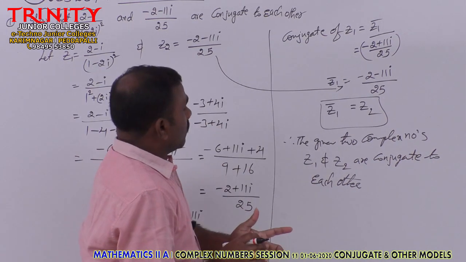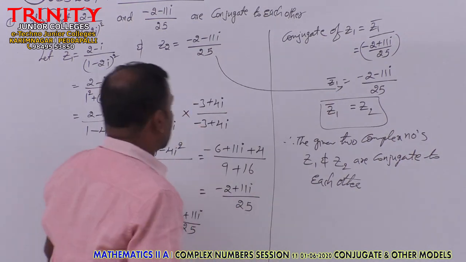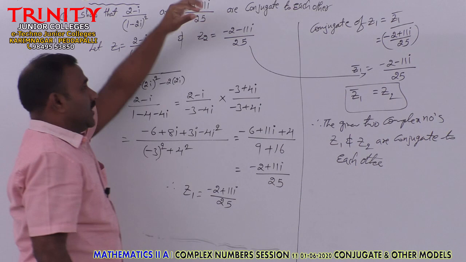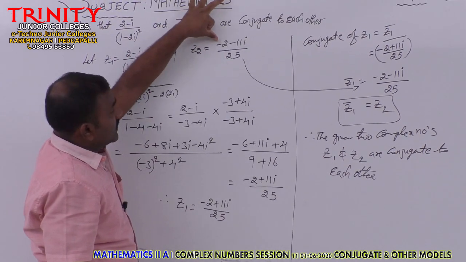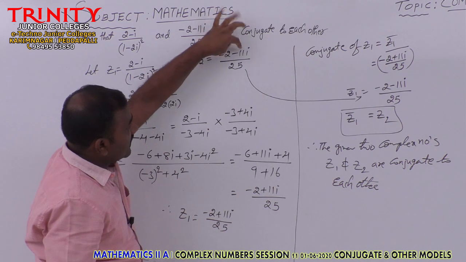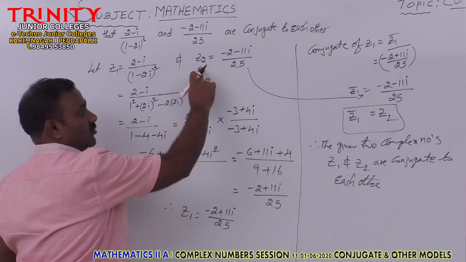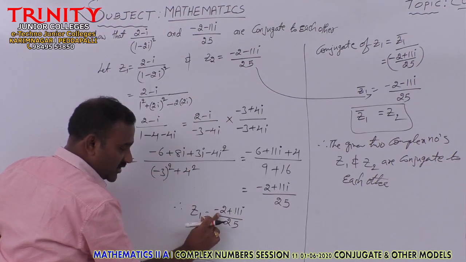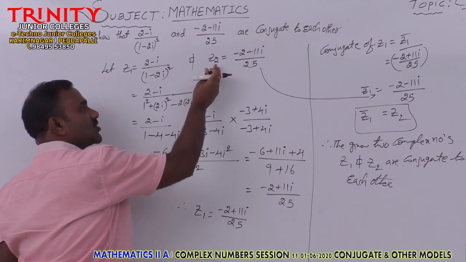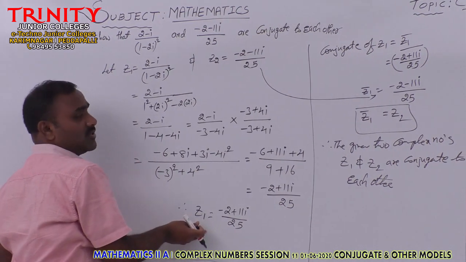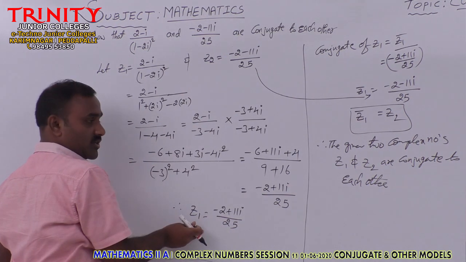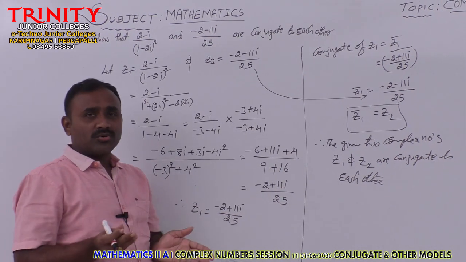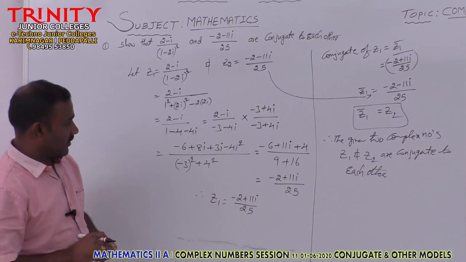Even without applying the conjugate of Z1, you can take the conjugate of Z2 also. Z1 is (minus 2 plus 11i) by 25. If you take its conjugate, Z2 bar is (minus 2 plus 11i) by 25. Same, or not? Z1 we got as (minus 2 plus 11i) by 25. Therefore, Z2 bar is equal to Z1, or Z1 bar is equal to Z2. Therefore, both are conjugate to each other. Then we'll go for the next problem.